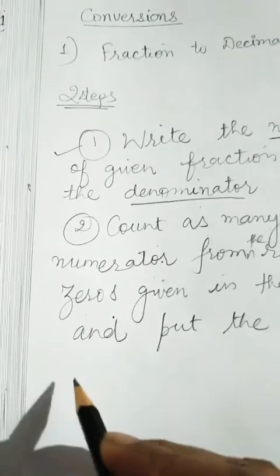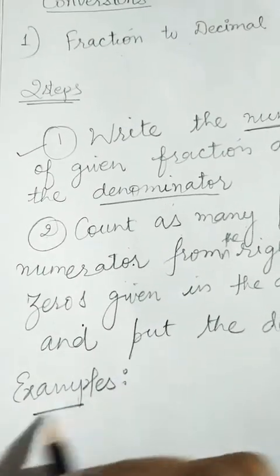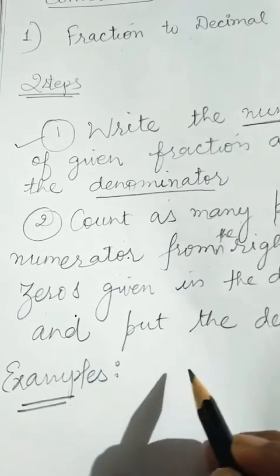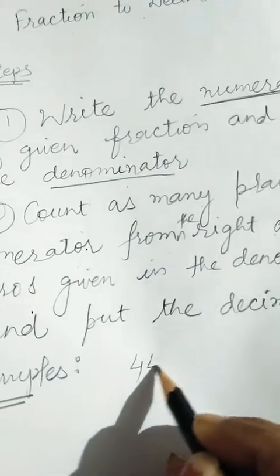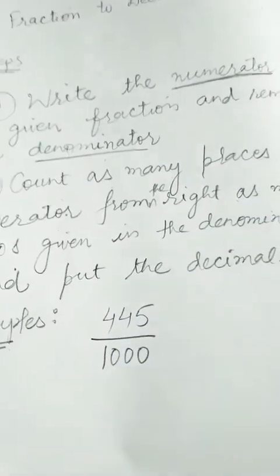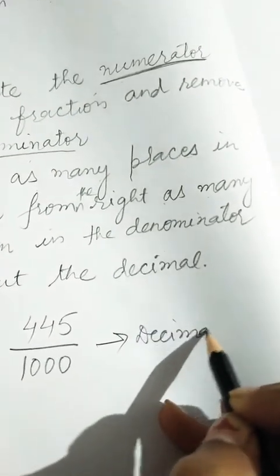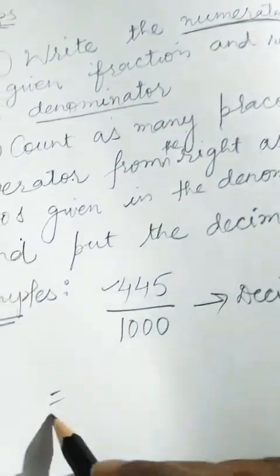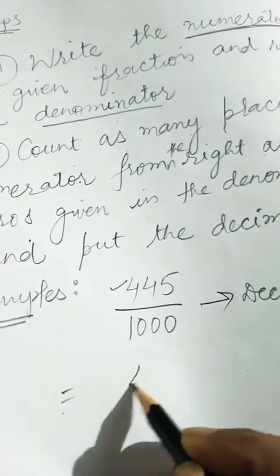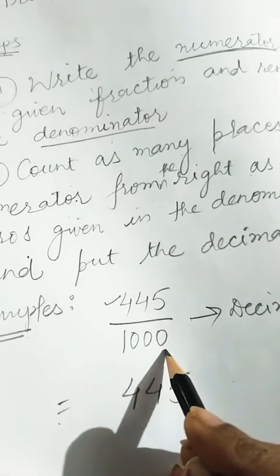See how I am giving you the examples. For example, there is 445 over 1000. This is a fraction, and we have to convert this into decimal. First step is, write the numerator. Here is the numerator, this one. We will put the symbol of is equal to and we will write the numerator. We have written the numerator. The denominator we will not write.